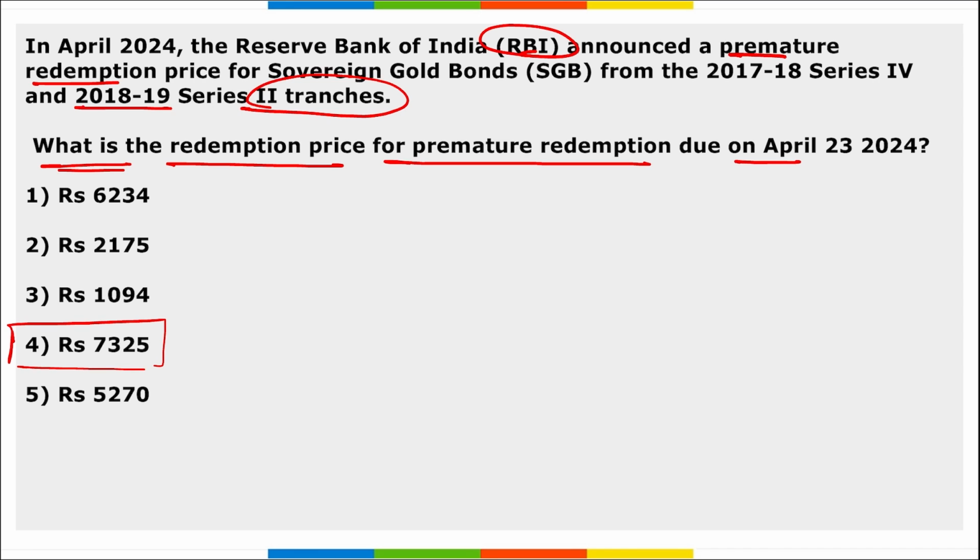So RBI declared that the redemption price for sovereign gold bond for 2017-18 Series 4 and 2018-19 Series 2 tranches due on 23rd of April, and the price for the date 23rd of April 2024, and the redemption is of 7,325 rupees per gram of gold.